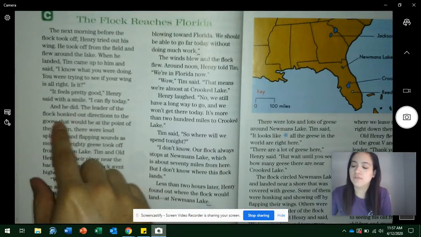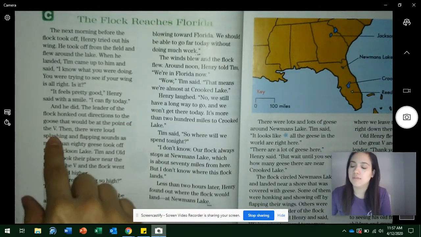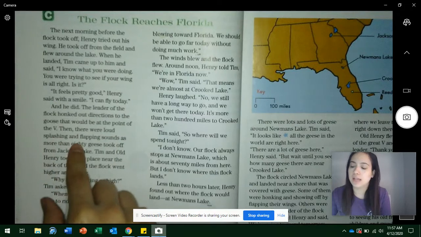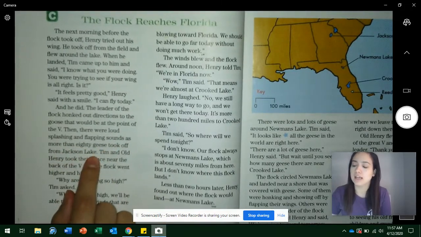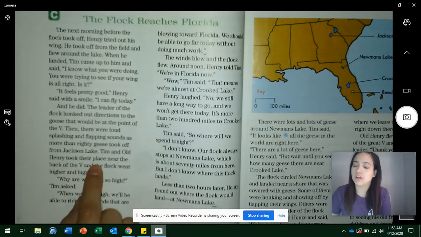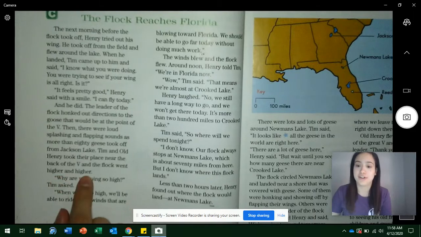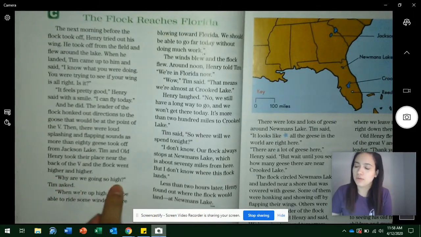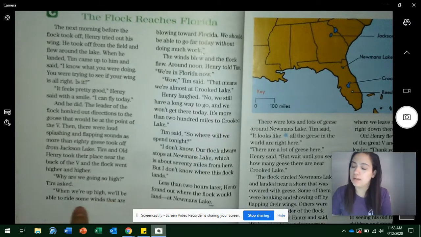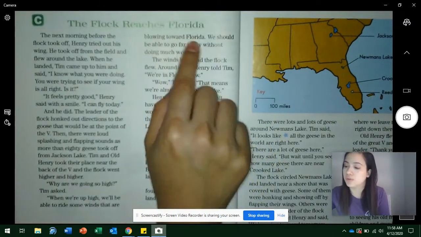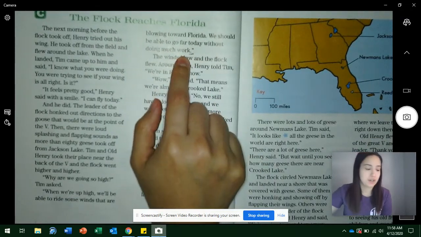The leader of the flock honked out directions to the goose that would be at the point of the V. Then there were loud splashing and flapping sounds as more than 80 geese took off from Jackson Lake. Tim and old Henry took their place near the back of the V, and the flock went higher and higher. Why are we going so high? Tim asked. When we're up high, we'll be able to ride some winds that are blowing toward Florida. We should be able to go far today without doing much work.